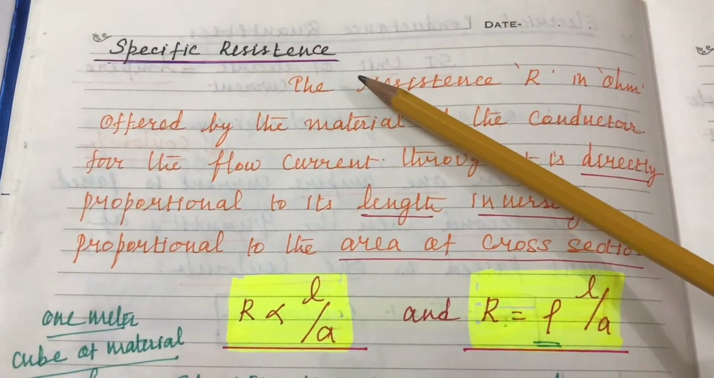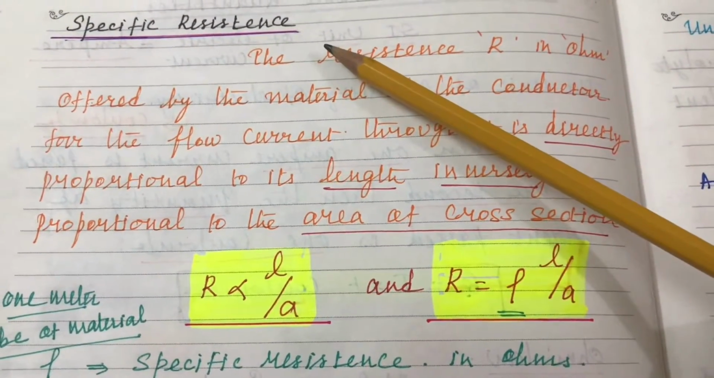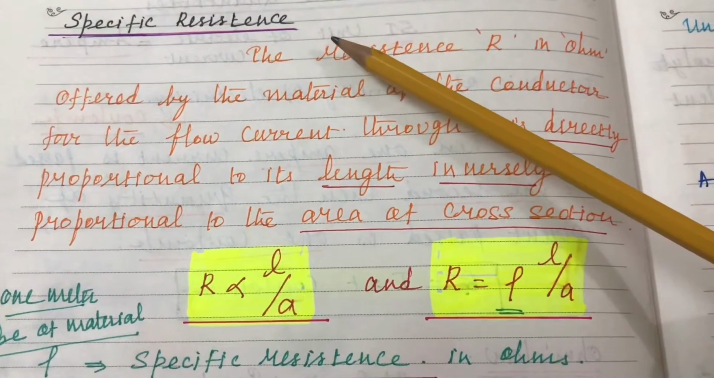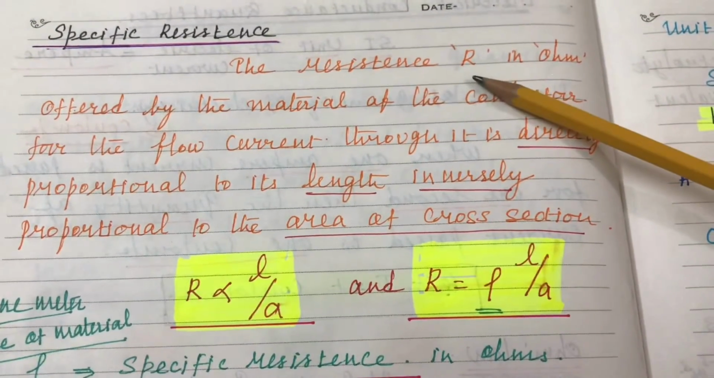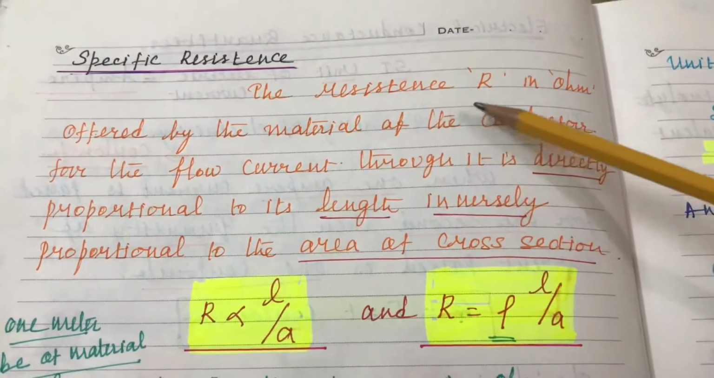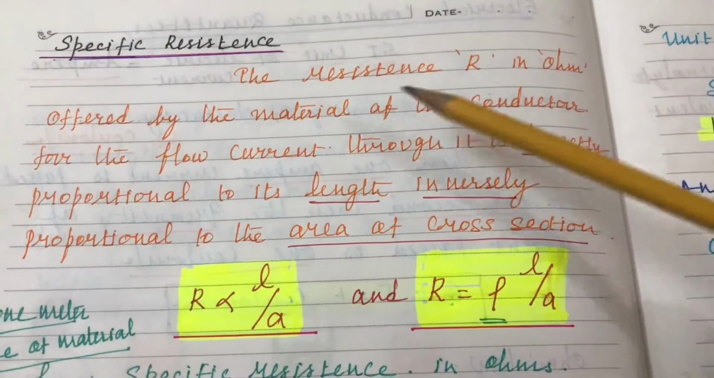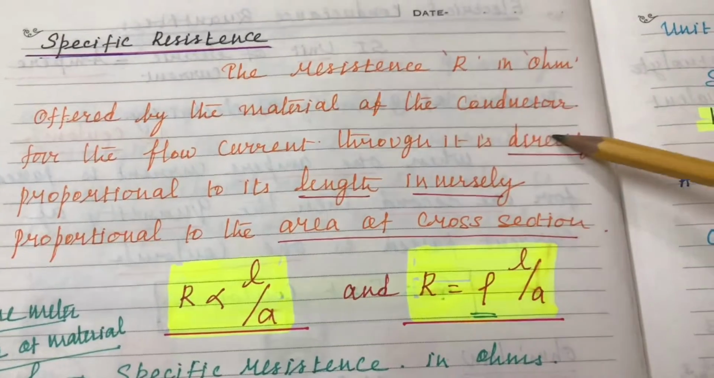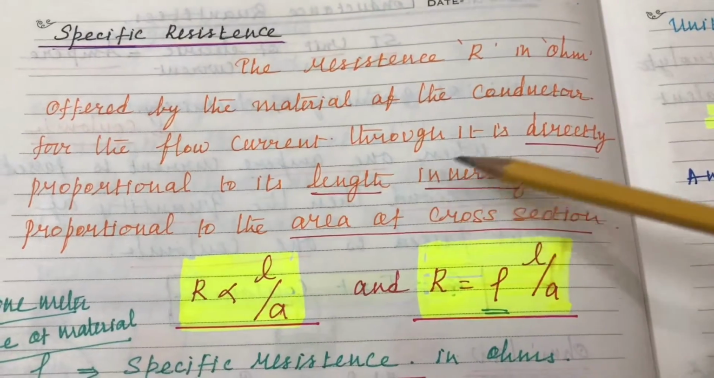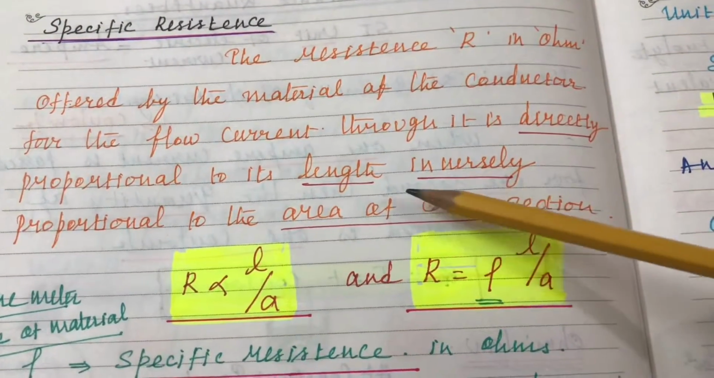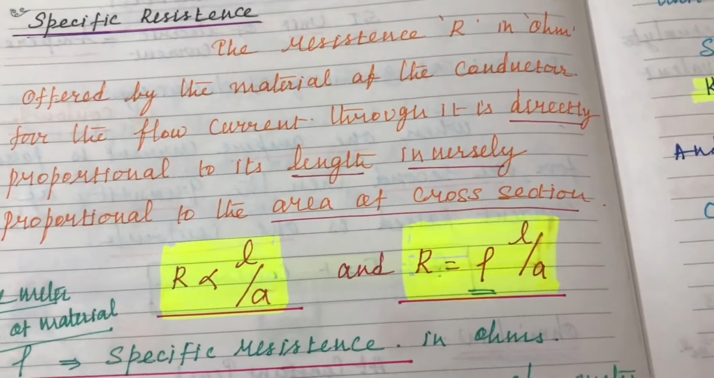Next one is the term called specific resistance. What is resistance? I already said, the hindrance offered by the conductor for the flow of electric current is called resistance. Now we are going to define what is specific resistance. The resistance, measured in ohm, offered by the material of the conductor for the flow of electric current is directly proportional to the length and inversely proportional to the area of cross section.